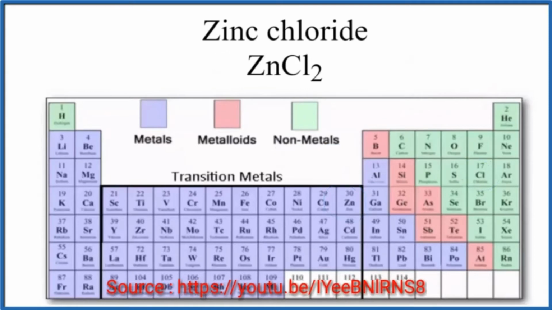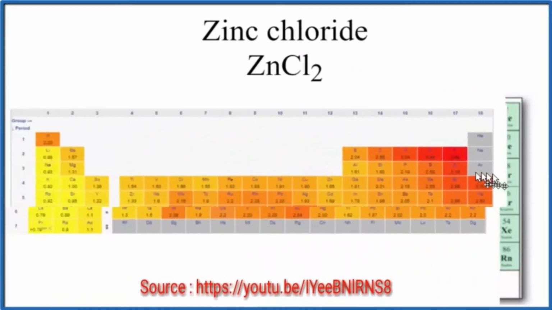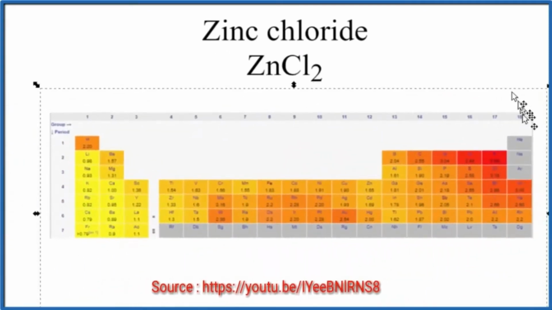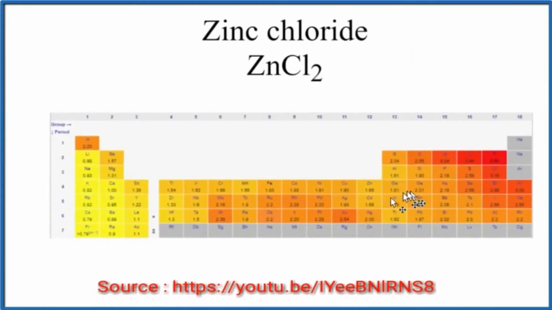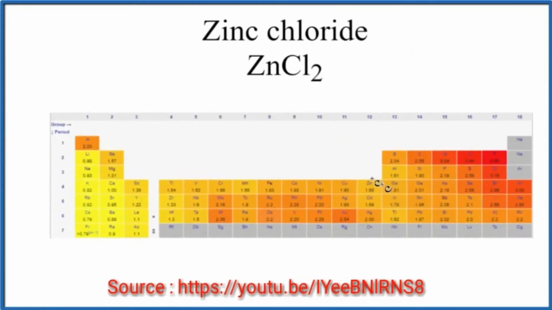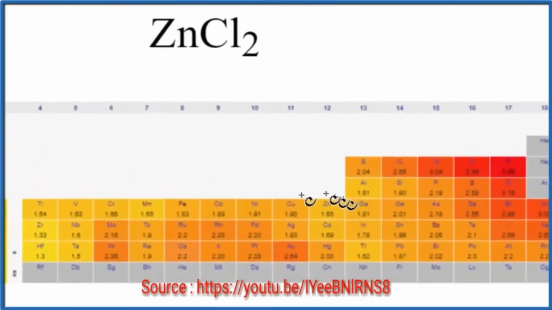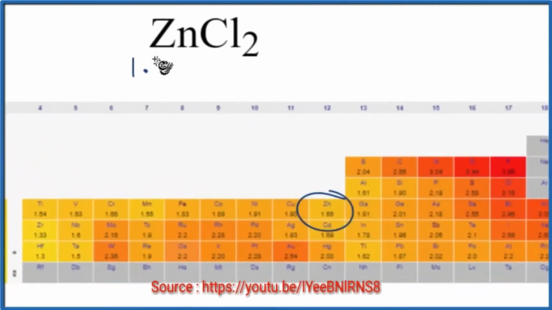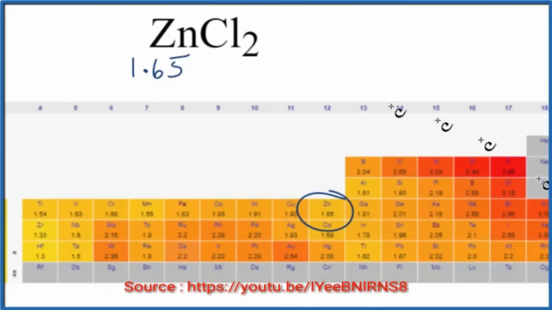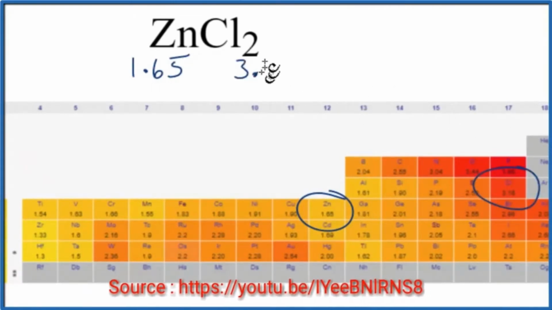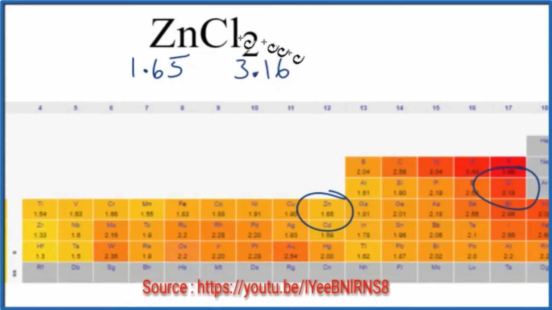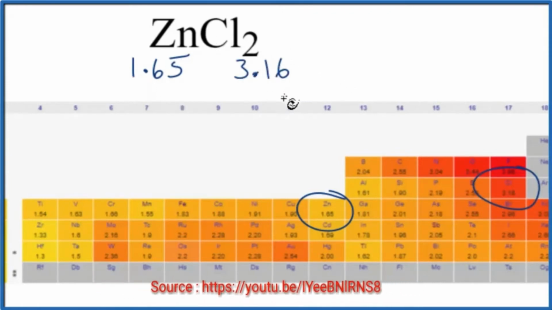We could also look at data on the electronegativity difference between the zinc and the chlorine atoms. So here's a periodic table broken down. It's got the electronegativity values written up here. When we look at zinc, we have 1.65. That's its electronegativity value. Chlorine over here, we have 3.16. So if we look at the difference between these two numbers, we get 1.51.